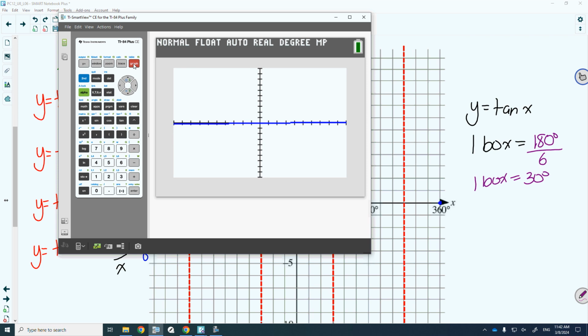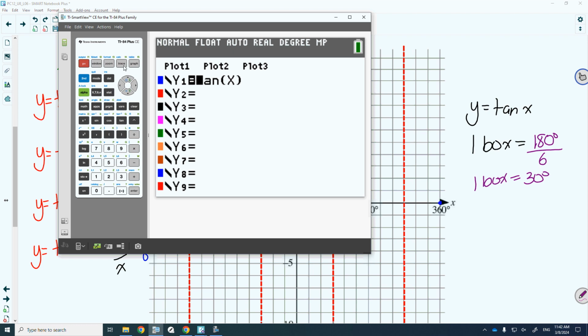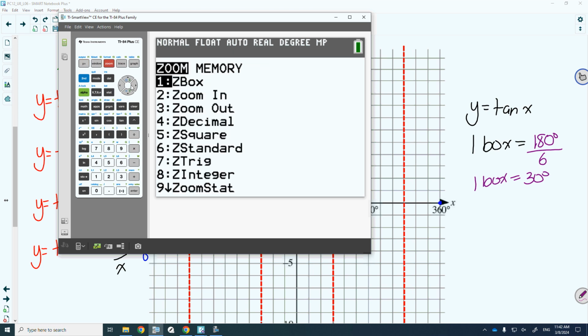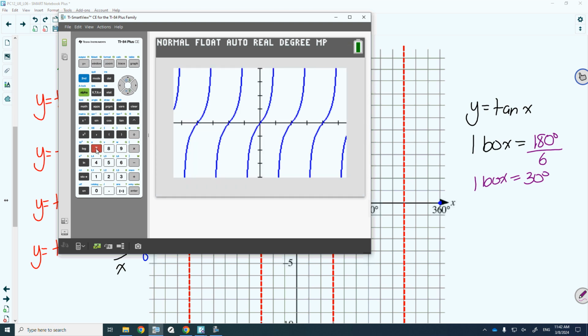So we want to see this as a trig graph. So what I want you to do is go to zoom, and then we're going to be graphing a trig function. So just hit number 7, and it will actually adjust your window to see the graph. This is actually what the tan graph looks like.